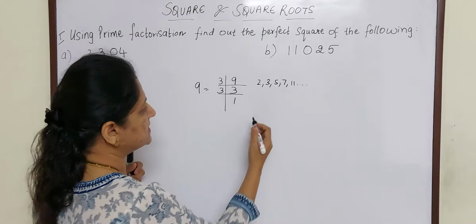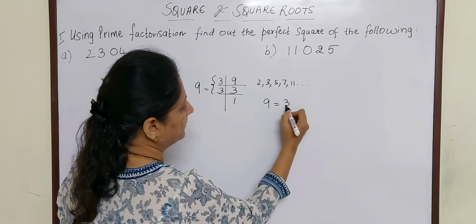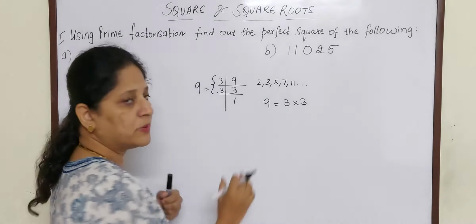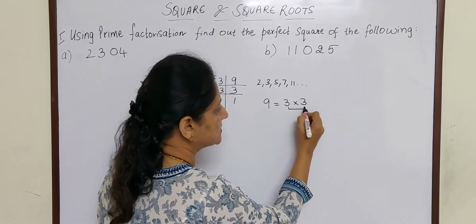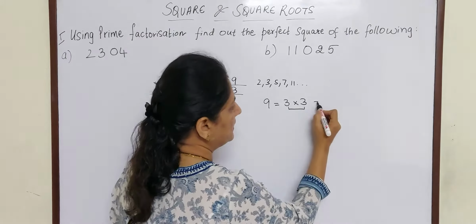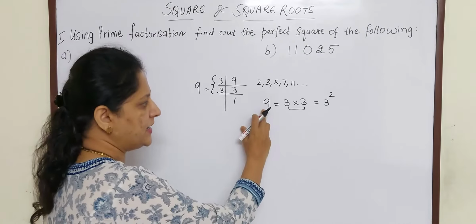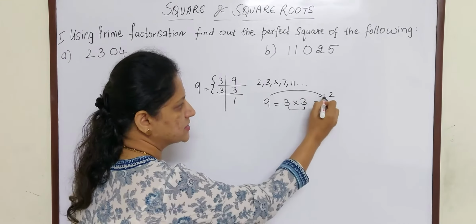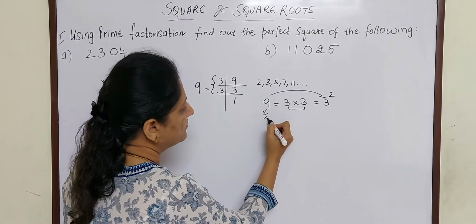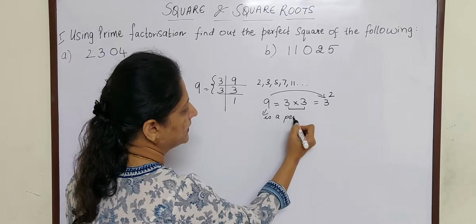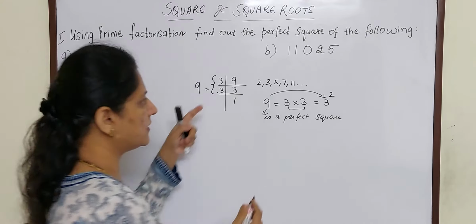So now you can say 9 is equal to 3 into 3. That means the number 3, which is a prime number, exists in pairs. So 3 into 3 can also be written as 3 square. So 9 is nothing but 3 square. So you can say that 9 is a perfect square. That is what a perfect square is. Now we have finished learning 1 digit.